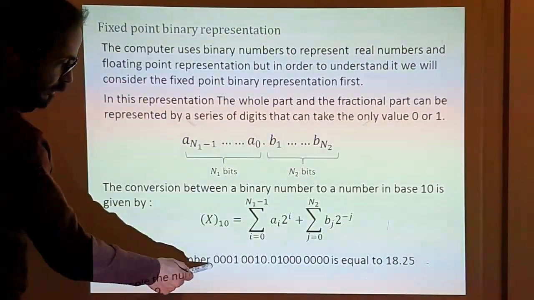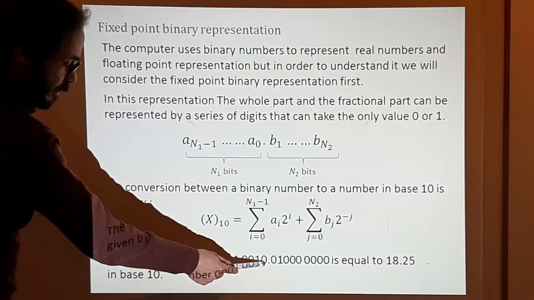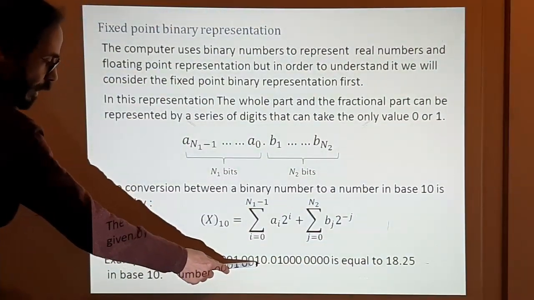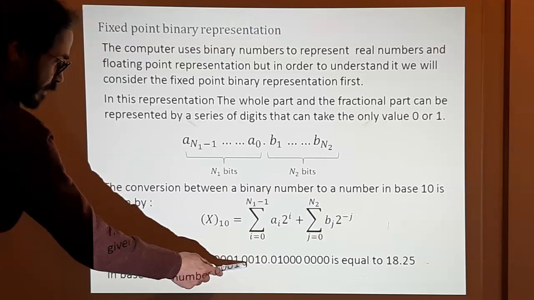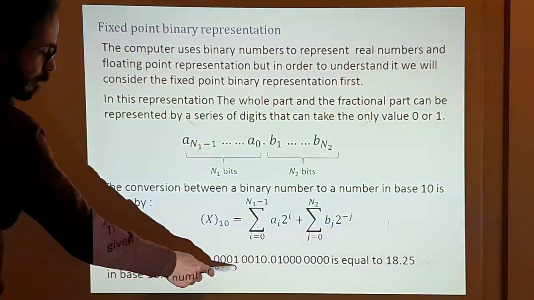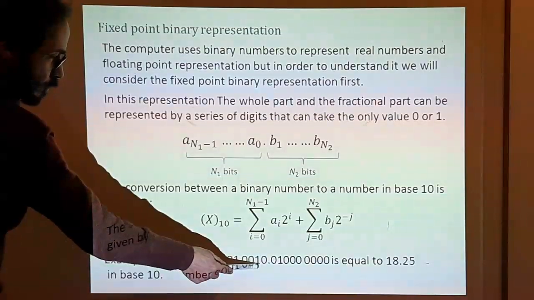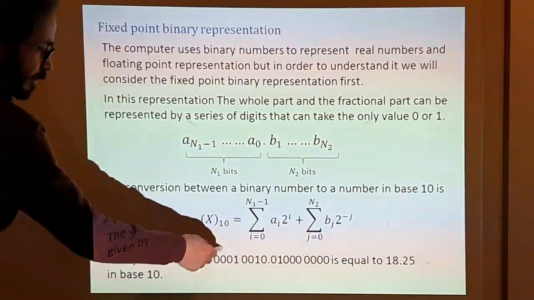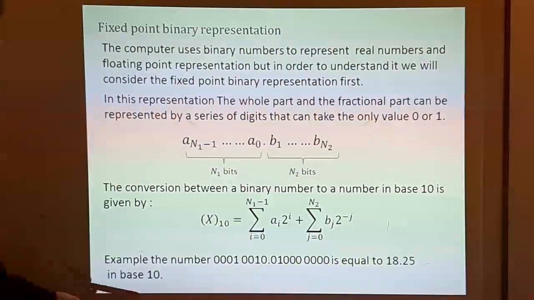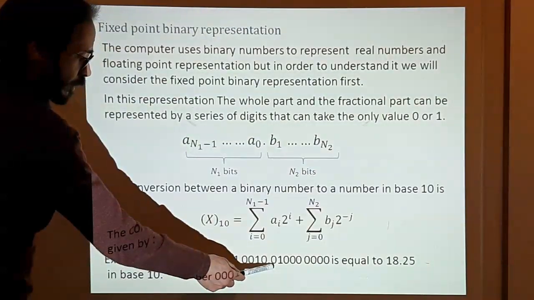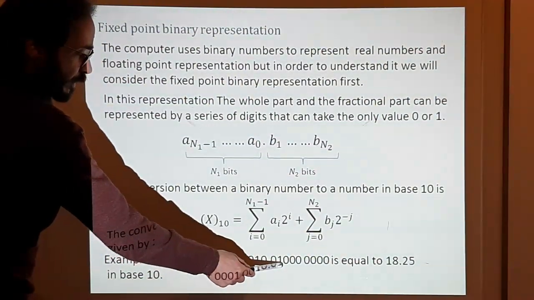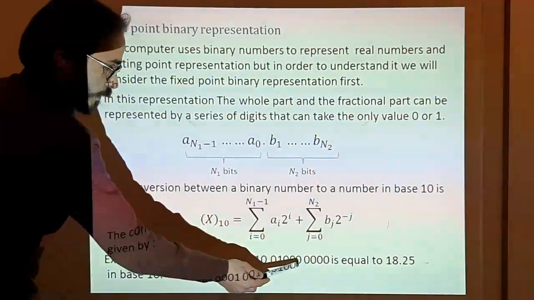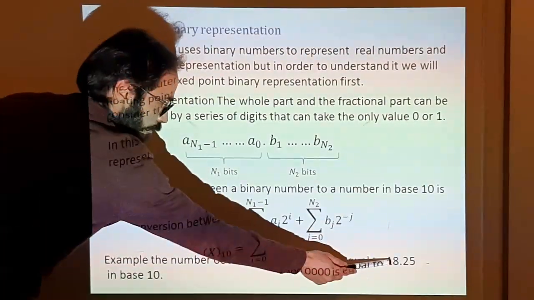Now, this number would be 0 multiplied by 2 power 0, 0, plus 1 multiplied by 2 power 1, 2, plus 0, plus 1 multiplied by 2 power 4, 16. So it's 2 plus 16, it's equal to 18. So this is for the whole part. Now for the fractional part, it would be 0 multiplied by 1/2 plus 1 multiplied by 1 over 4, which is 0.25, etc. So this number will give me 18.25.